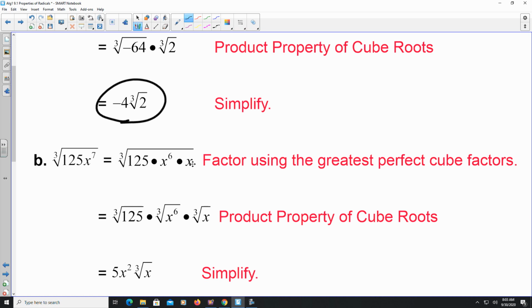Okay, now when you are looking at variables inside the radical, what you're going to be doing is looking for a value with an exponent that is divisible by whatever the root is, all right? So in this particular instance, it broke it up as x to the 6 times x. The reason for that is 6 is divisible by 3. 6 divided by 3 is 2. That's why I'm able to write x squared on the outside of the radical. And then what I have left over is the cube root of x on the inside.